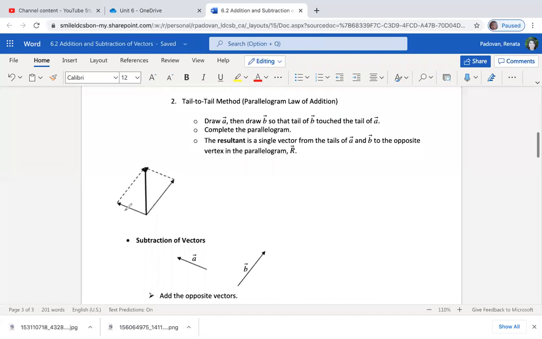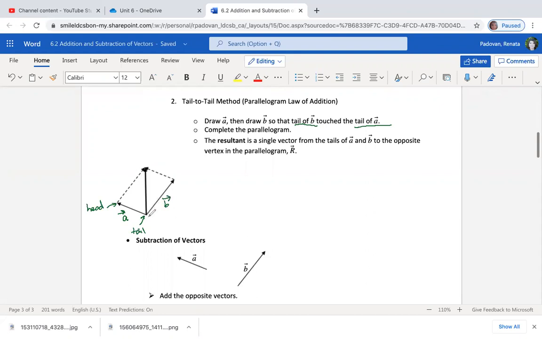So draw vector A. So here's vector A, right? This is the tail, which is the starting point. This is the head of vector A. Then draw vector B so that the tail of B touches the tail of A, which is why it's called tail to tail. The two tails are together. So I'm going from tail to head, and then I'm drawing vector B, which is right here.